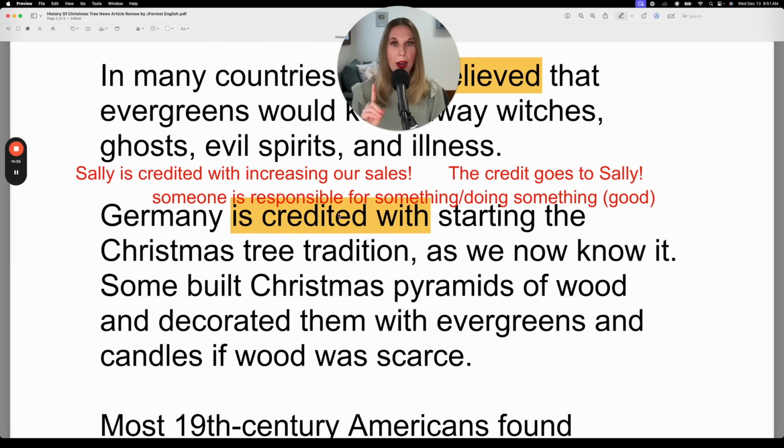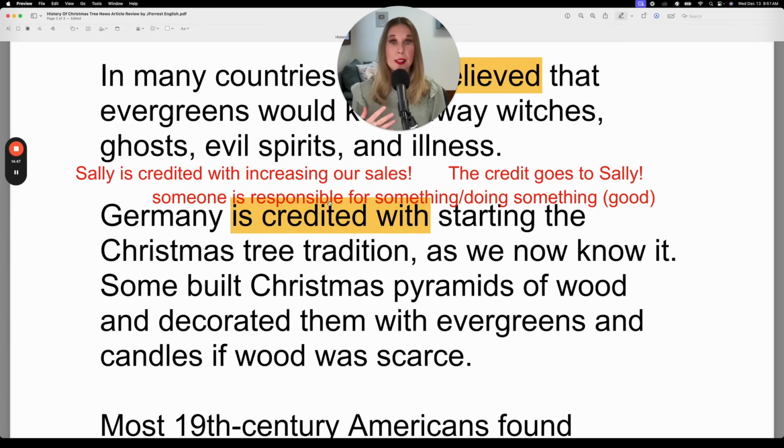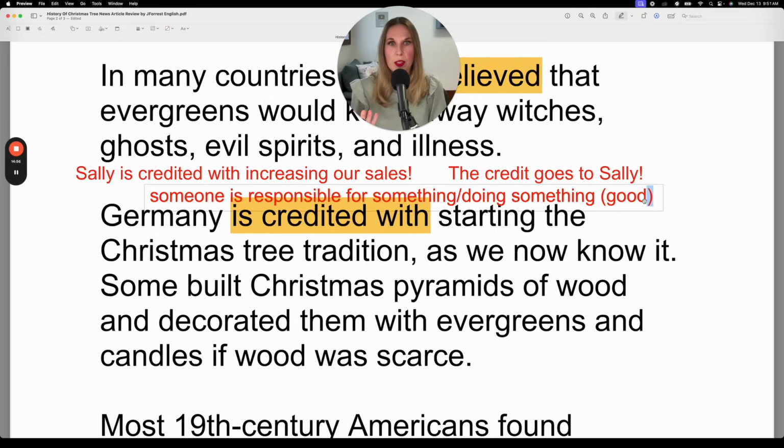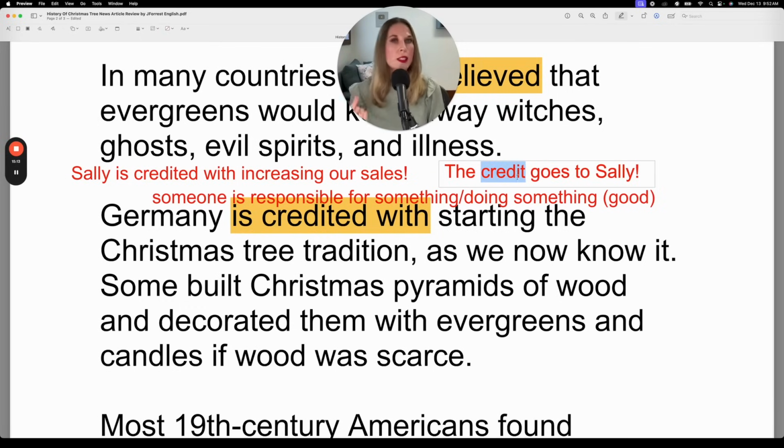expression to be credited, notice the ed on credited, with, and then if you have a verb, you need a gerund verb. You could also have a something, so a noun. And we use this expression when you want to say that someone is responsible for something or doing something, but we use this with positive things, with good things. So for example, Sally is credited with increasing our sales. Now, this is a positive thing when your sales increase, so way to go, Sally. Now, you could also say, to use credit, the word credit, but in a different way, the credit goes to Sally.